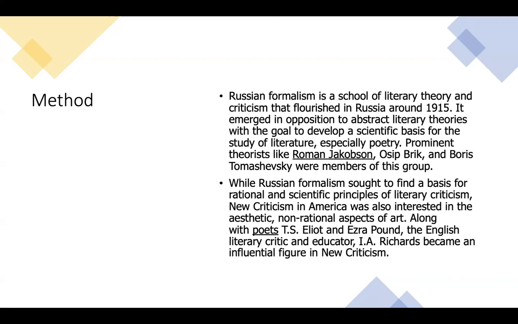While Russian formalism sought to find a basis for rational and scientific principles of literary criticism, new criticism in America was also interested in the aesthetic, non-rational aspects of art. Along with poets T.S. Eliot and Ezra Pound, the English literary critic and educator I.A. Richards became an influential figure in new criticism. And others were, of course, F.R. Leavis, and there were others as well, like Allen Tate.